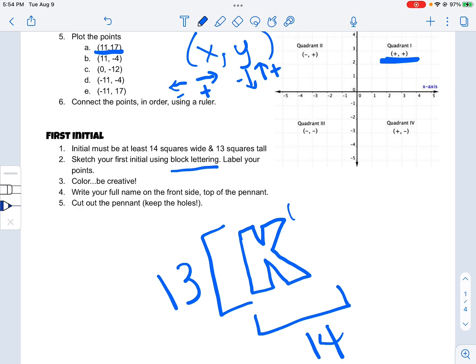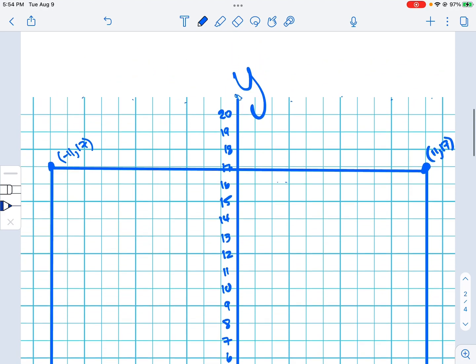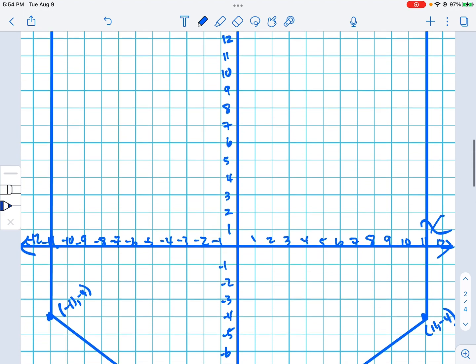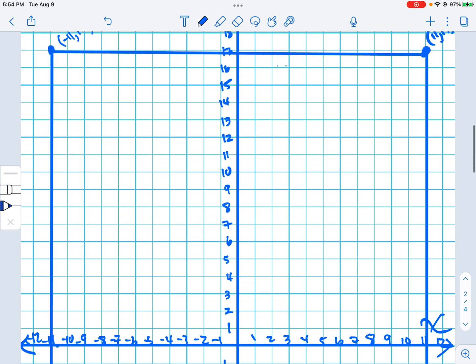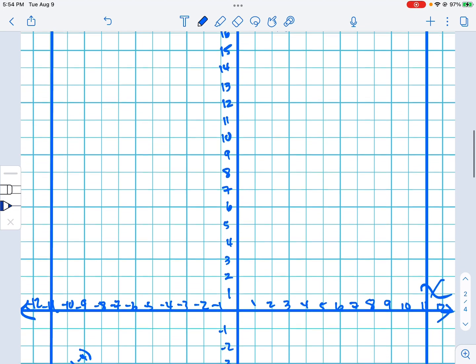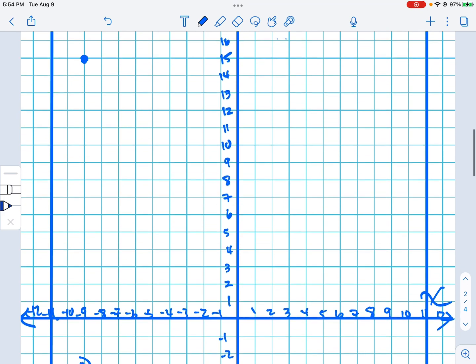Label the points. So I'm going to have to label my points. Then color it, write your name on the front of the pennant, and cut out the pennant. Now, mine doesn't have the holes. Yours will have the holes. So I need to make it at least 13 tall. So if I start my K right here, I can go 13. That would take me to right here.